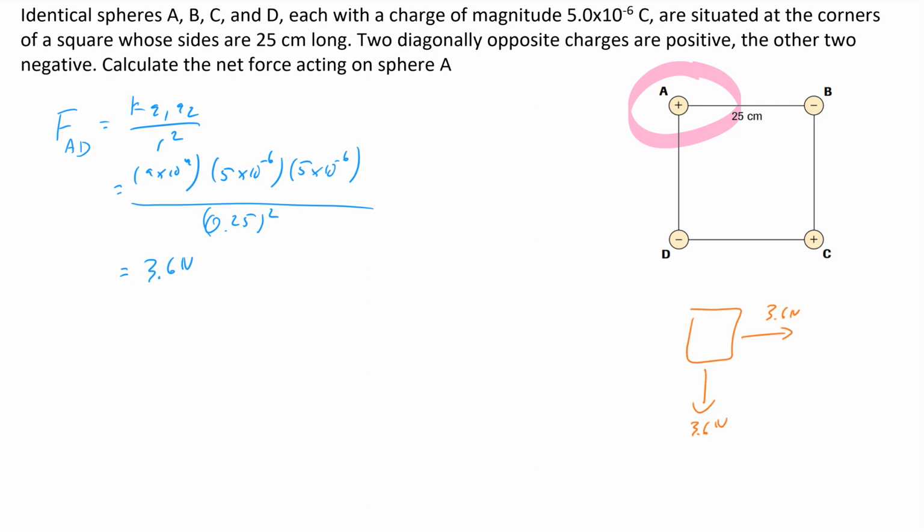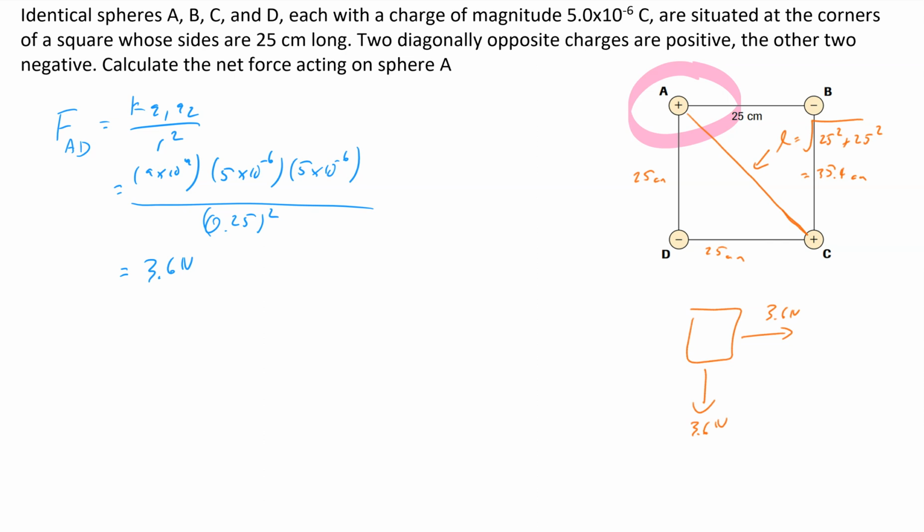Now the first thing we need to do is figure out exactly how long this piece is. So if we know this is 25 centimeters and this is 25 centimeters, we can figure out this length because it's the hypotenuse, by doing the square root of 25 squared plus 25 squared. And that's going to leave us with an answer of 35.4 centimeters.